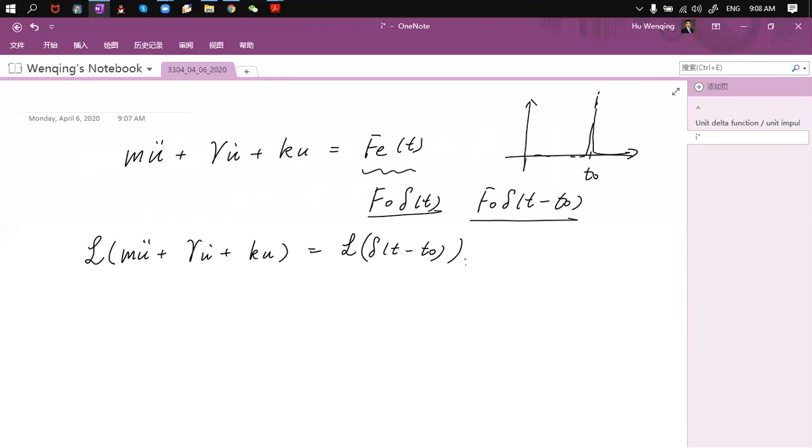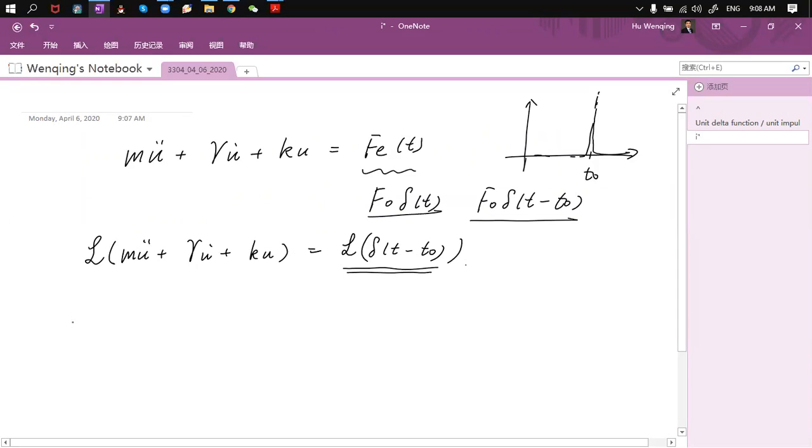That means you have a force, you have a mass subjected to a kick force and subject to vibration, and you would like to see how this mass moves under such a force field, right? So you want to take a Laplace transform of the delta function.